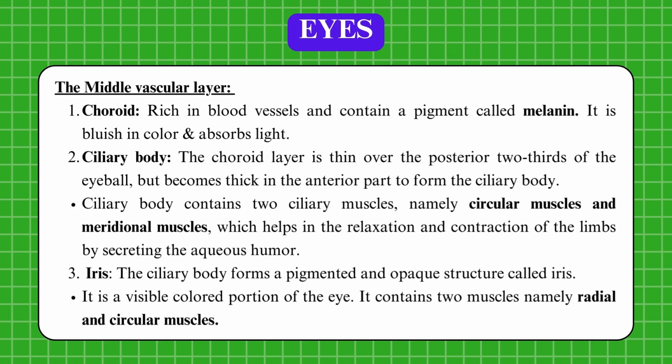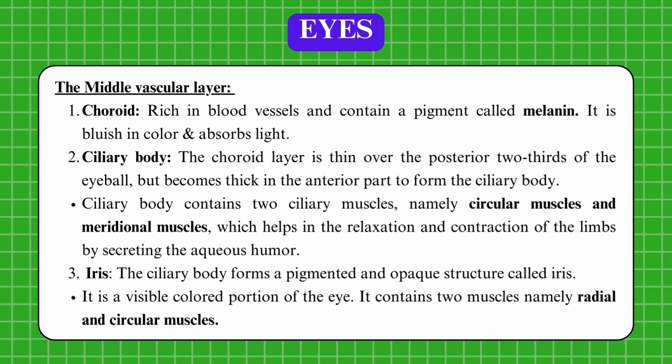Let's learn about the eyes in detail. Paired eyes are located in the sockets of the skull called orbits. Shape, spherical. Layers, 3. The outer fibrous layer, sclera and cornea. Middle vascular layer, choroid, ciliary body, and iris. Inner sensory layer or nervous layer, retina.